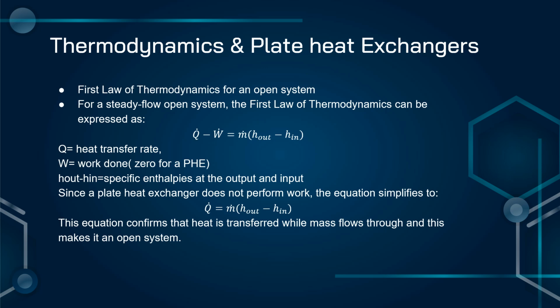Since a plate heat exchanger does not perform work, the work done will go to 0, and then the equation will simplify to Q dot is equal to m dot multiplied by h out minus h in. This equation confirms that heat is transferred whilst mass flows through, and this makes it an open system.